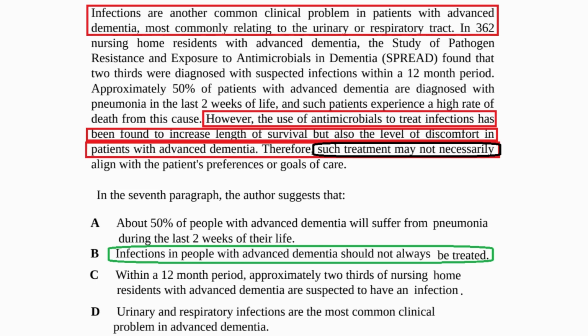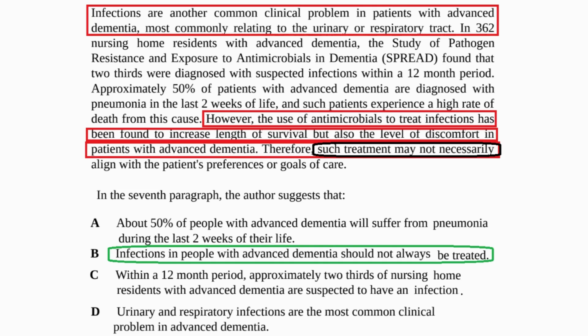A. About 50% of people with advanced dementia will suffer from pneumonia during the last 2 weeks of their life. This statement is not directly supported by the passage. The passage states that approximately 50% of patients with advanced dementia are diagnosed with pneumonia in the last 2 weeks of life, which does not necessarily mean that 50% will suffer from pneumonia. The statement focuses on diagnosis, not on the inevitability of pneumonia in all cases.